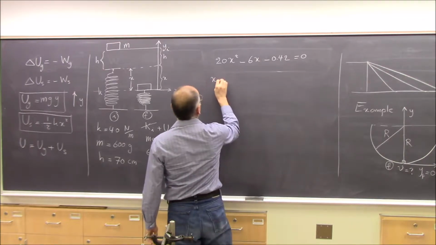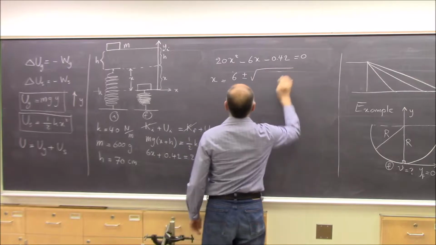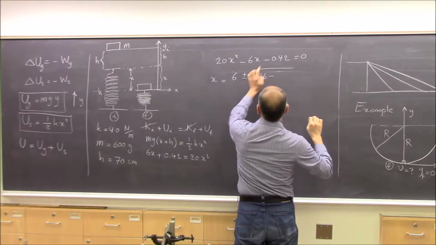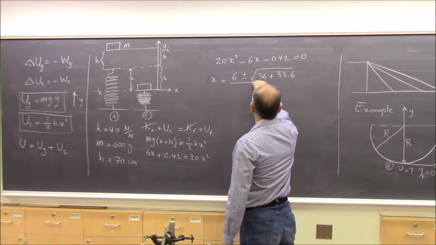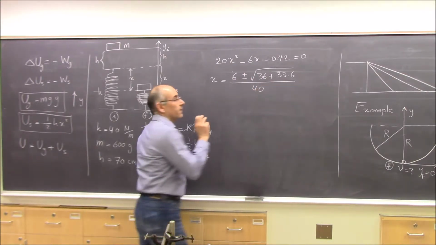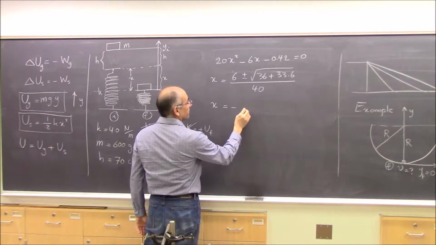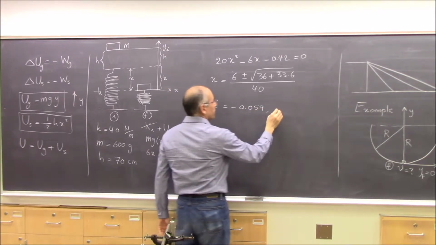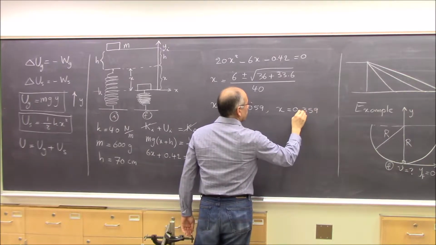What is x? x is negative b, which is 6, plus or minus the square root of b squared, 36, minus 4ac, 32.6, divided by 2a, which is 40. So there's a negative answer and a positive answer, right? Negative 0.059 and positive 0.359. All right, there are two answers.